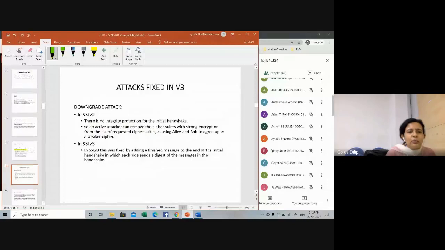After that we started looking into the attacks. First we discussed one type of attack called the downgrading attack. What is this downgrading attack, as far as version 2 and version 3 is concerned?